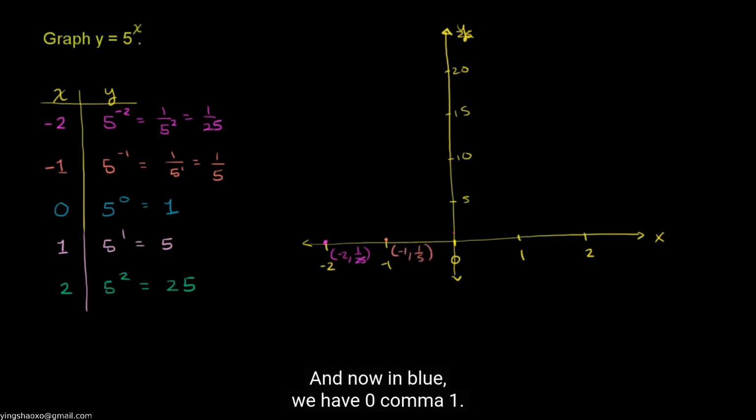And now in blue, we have 0, 1. 0, 1 is going to be right about there. If this is 2.5, that looks about right for 1. And then we have 1, 5. 1, 5 puts us right over there. And then finally we have 2, 25. When x is 2, y is 25. 2, 25 puts us right about there.